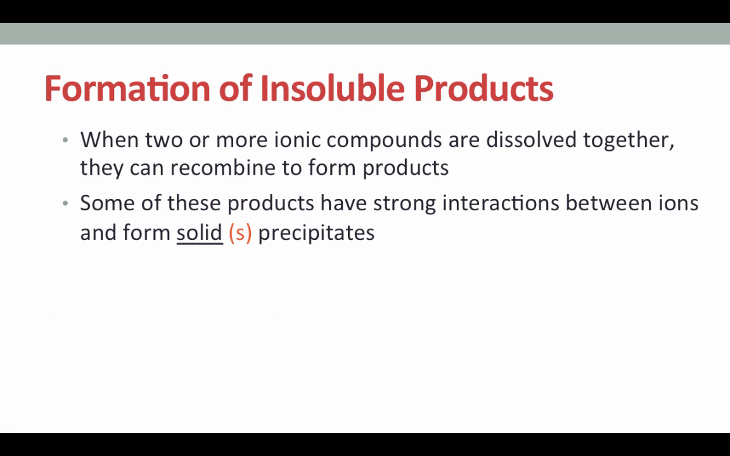Now let's work through a problem with some real compounds to further cement the idea. So as I mentioned, when you have two or more ionic compounds and dissolve them together in water, they can swap partners to recombine and form new products. And some of these products will have very strong interactions between the ions, and they will form a solid precipitate.